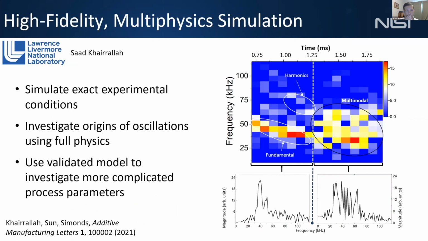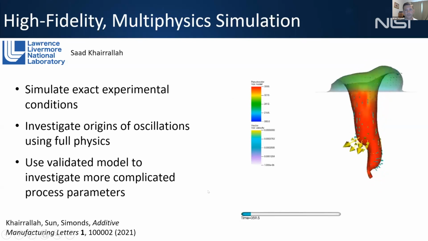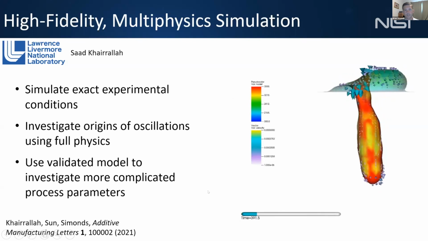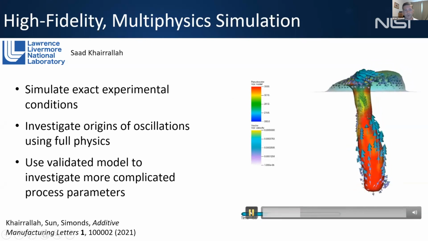And so we quickly hashed out this collaboration where I'll send you the exact experimental conditions that I took this data with and see if you can replicate this behavior with your simulations. And then once you've done that, we can start to investigate the origin of these oscillations using the full physics and the much better time resolution that his model afforded us. And once we have this validated model, you can use this to investigate more complicated process parameters. So here's the result of his simulation for the single spot scenario. And so you see this really nice oscillatory behavior, which is close to what we were seeing in our data.